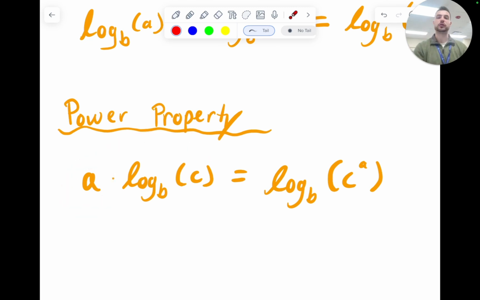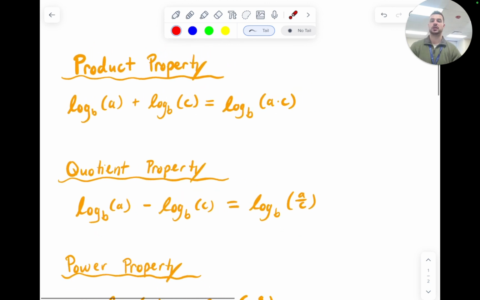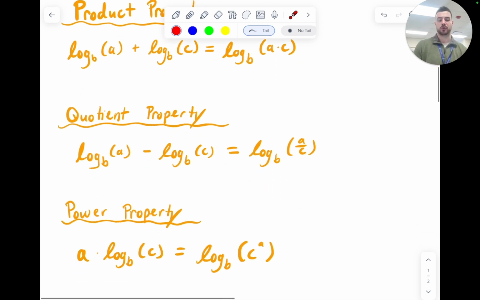Now, there's a couple different reasons for these. Mathematically, we could look at numerical values that would help us see if this is the case. For now, what I want you to do is trust me a little bit and know that these properties are in fact true. So we've got the product property, the quotient property, and the power property.